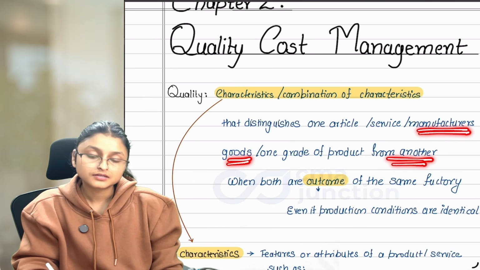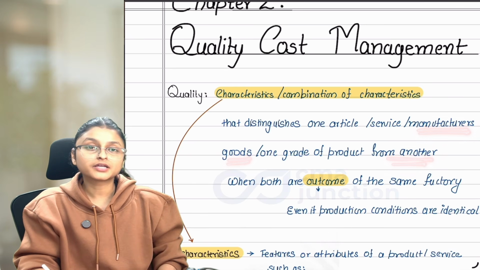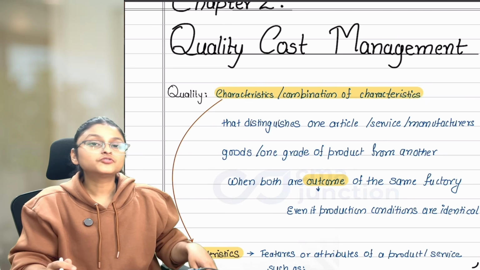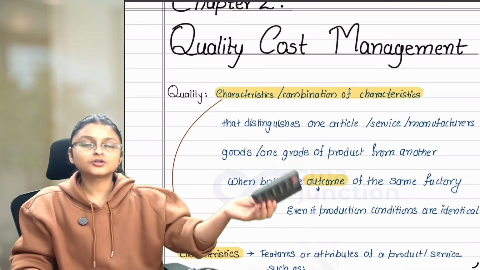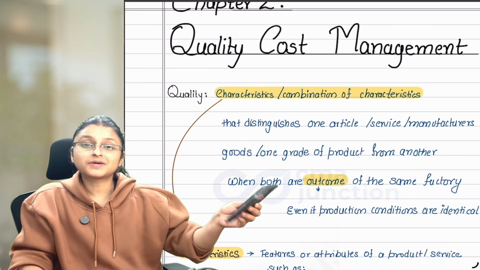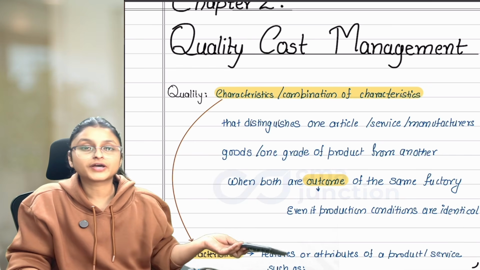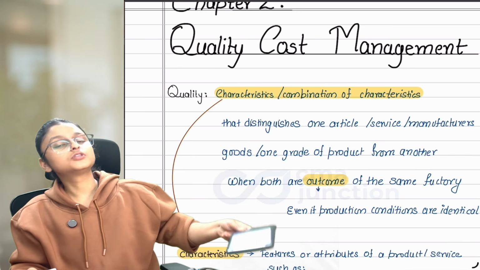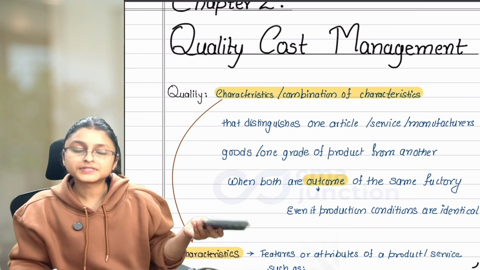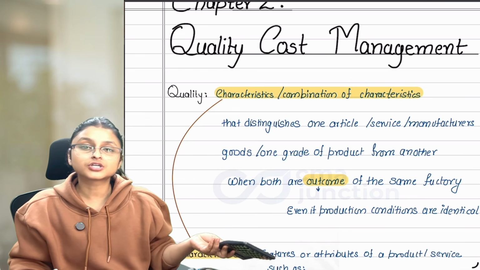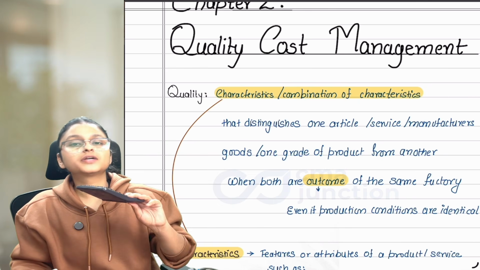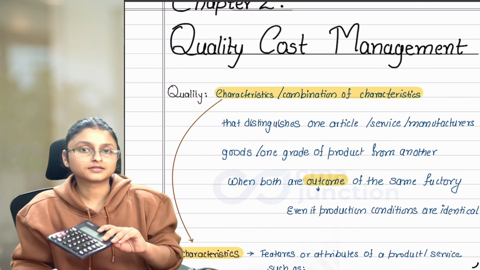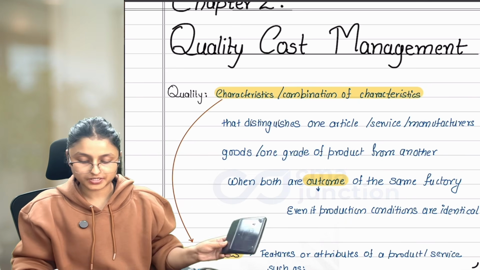What does it mean? This means that we are comparing two goods which are manufactured by two different companies, like this calculator and a local calculator. Both of them are manufactured by different manufacturers, and we are comparing both the products because they are similar products performing the same function, but one is performing it in a good manner and the other is performing it in a not so good manner. And that is why we are comparing both of them.